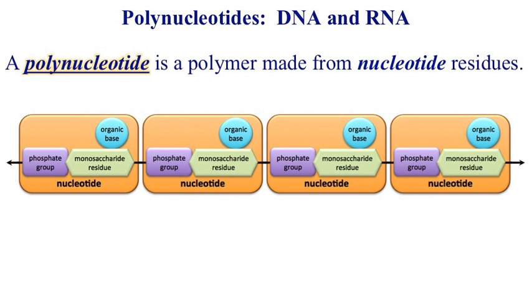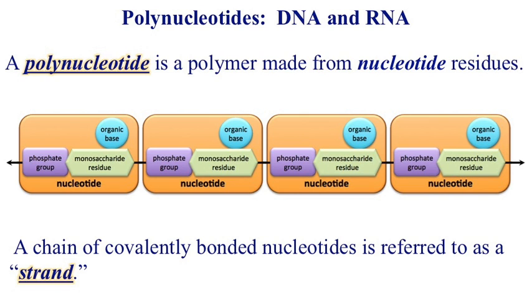Nucleotides bond to each other in a linear sequence as shown in this view graph. This diagram only shows 4 nucleotide residues. However, polynucleotides generally contain between about 20 nucleotide residues, for example in the smallest RNA particles, to about 250 million nucleotide residues, for example in human chromosome number 1. A chain of covalently bonded nucleotides is referred to as a strand.